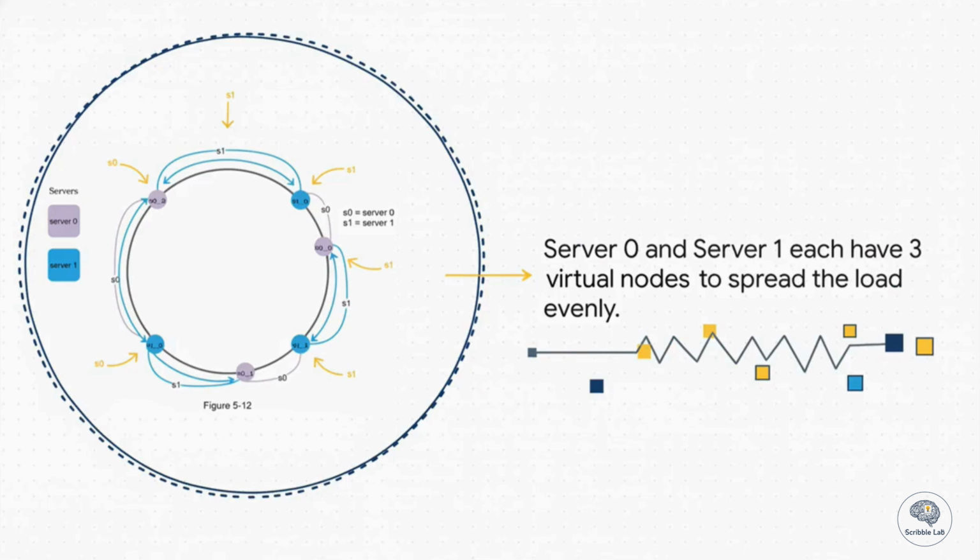And you can see exactly how this smooths things out. Server 0 isn't just one point anymore. It's here, here, and here. Same for server 1. By breaking up a single server's responsibility into many smaller chunks all around the ring, you make it statistically way more likely that the data, and therefore the load, is spread evenly across your actual machines.